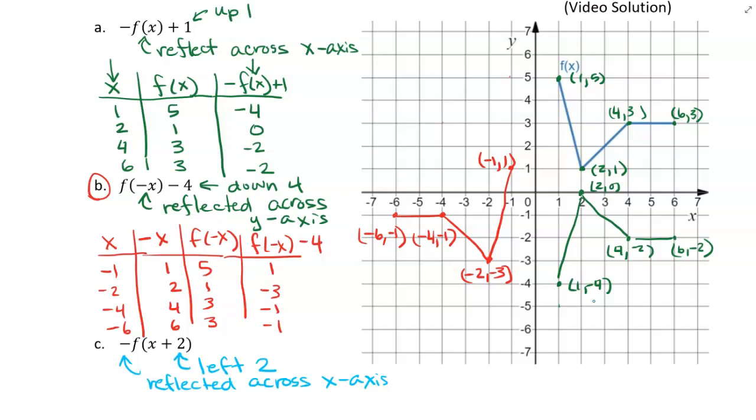All right, so let's see here. We're going to take this first point. We're going to shift it to the left by 2, which brings us over to here, and then we're going to reflect it across the x-axis. So that's going to bring us down to -5 right here.